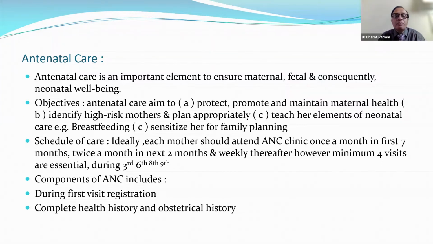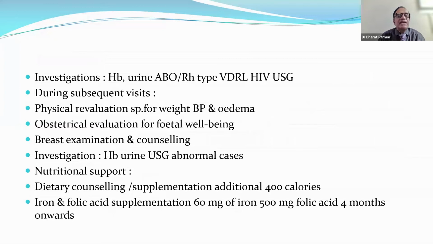Ideally, each mother should attend antenatal clinics once a month in the first 7 months, twice a month in the next 2 months, and weekly thereafter. A minimum of 4 visits is essential, during the 3rd, 6th, and 9th months. The components of antenatal care include, during the first visit, registration and complete health history and obstetric history. Then investigations should be carried out during antenatal visits: hemoglobin, urine, blood group, VDRL, HIV, and USG abdomen.